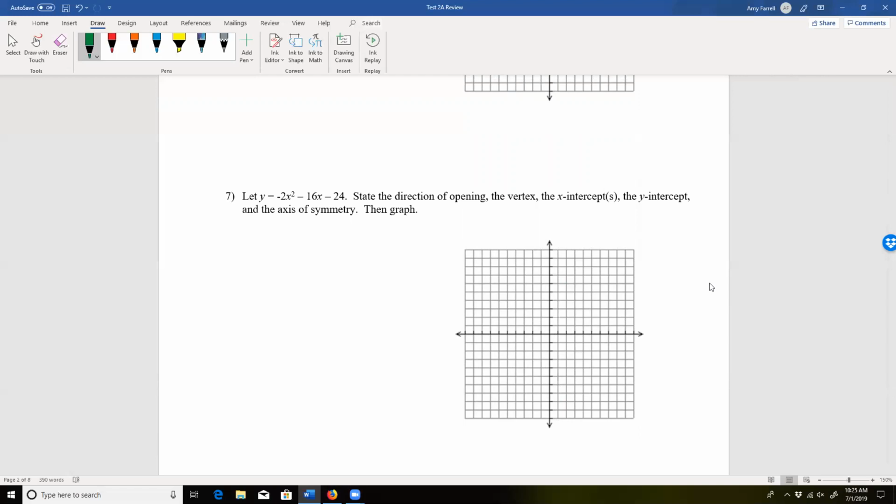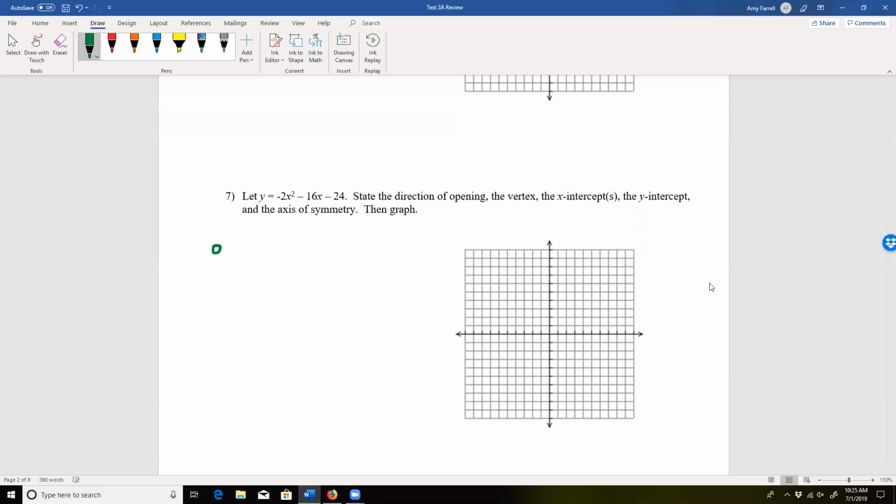So we have a quadratic equation here, a quadratic function. We want to state the direction of opening, the vertex, the x-intercepts, the y-intercept, and the axis of symmetry, and then graph.